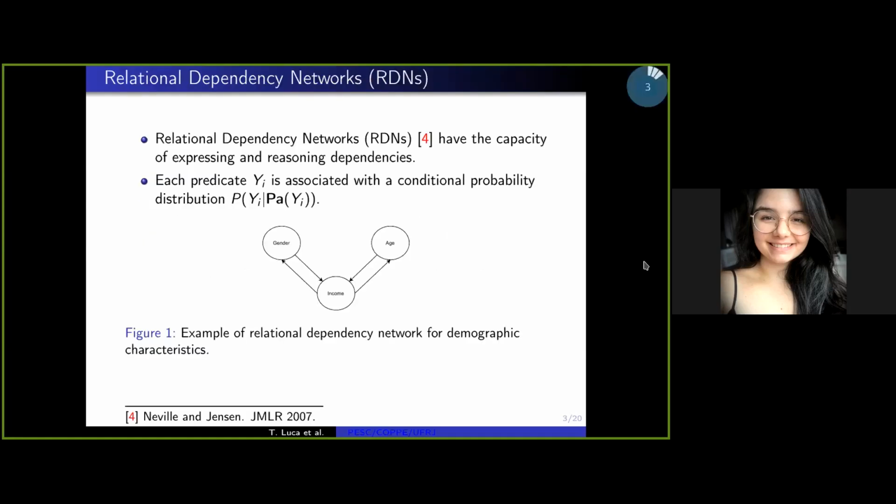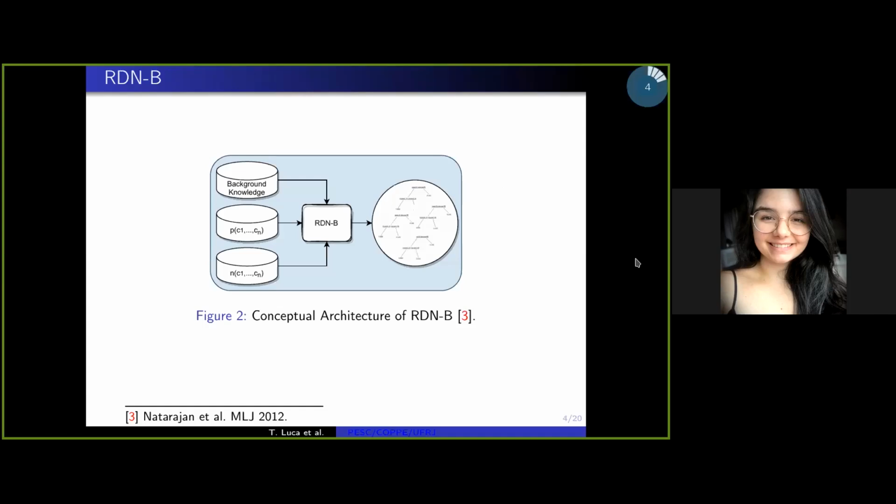Relational dependence networks have the capacity of expressing and reasoning dependence among attributes of entities. In an RDN, each predicate Y is associated with a conditional probability distribution given its parent values, here represented as PA. In this work, we use RDN-Boost, which proposes to represent each conditional probability distribution in an RDN as a weighted sum of regression models using gradient-based boosting.